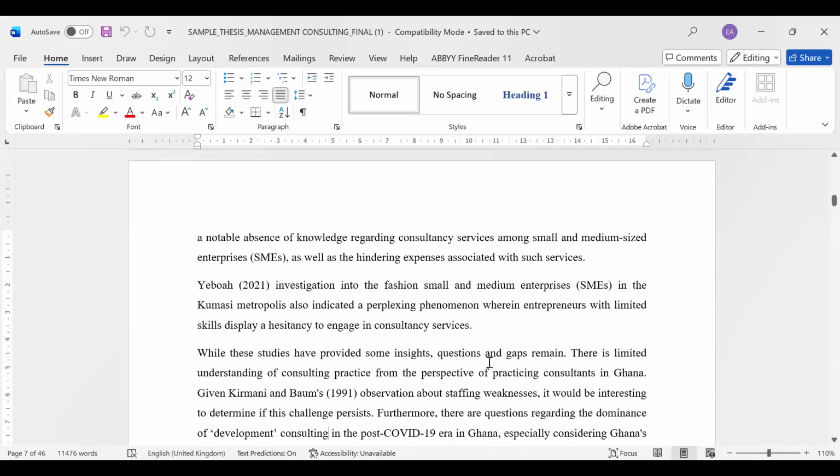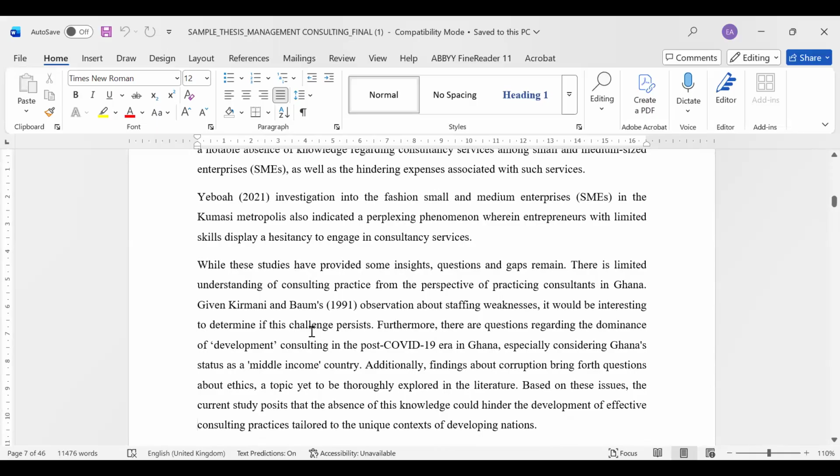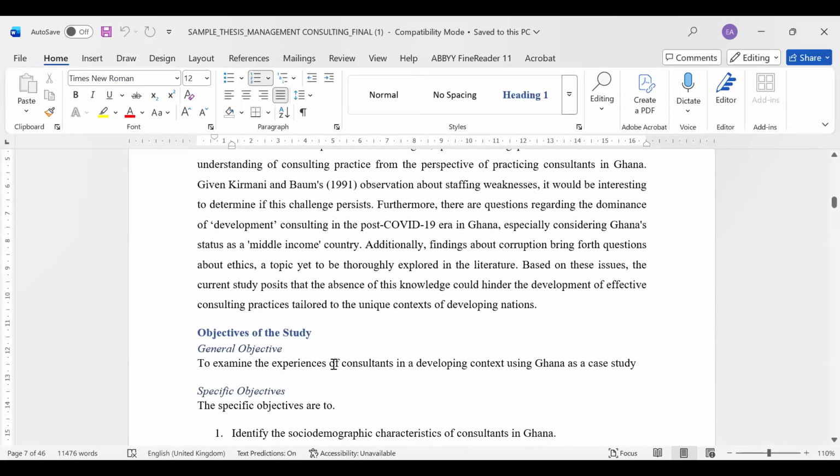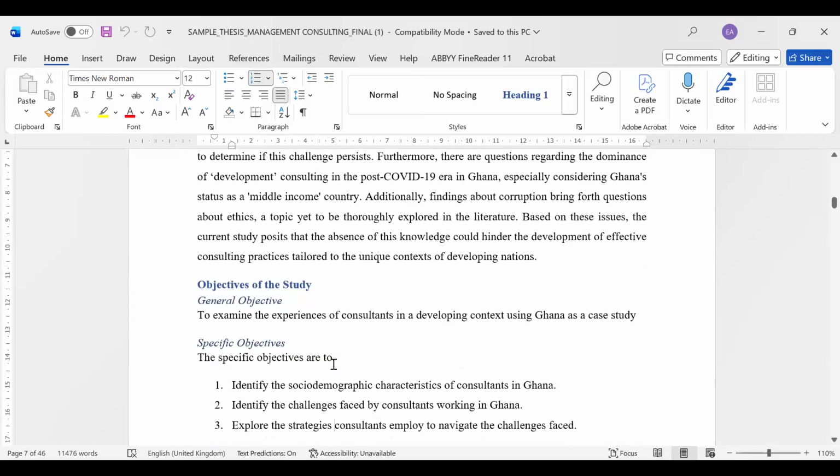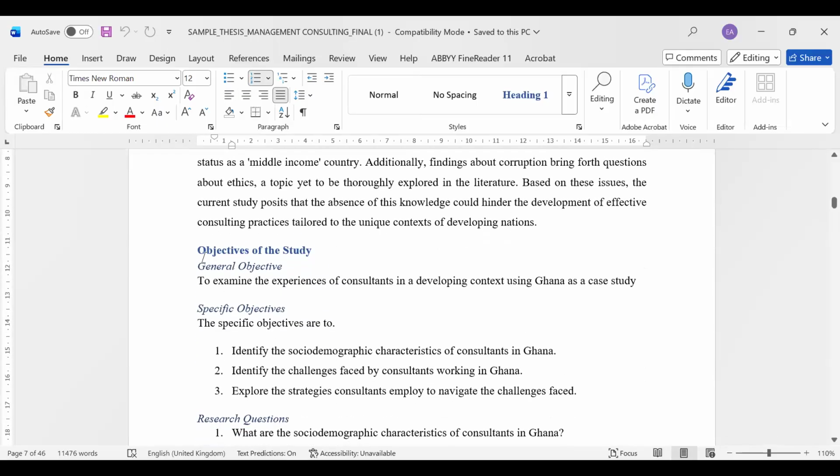While these studies provide some insights, questions and gaps remain. There is limited understanding of consulting practice from the perspective of the practicing consultants in Ghana. And given this person's observation, it will be interesting to determine if the challenges still persist. Further, there are more questions regarding the dominance of development consulting in the post-COVID-19 era in Ghana, especially considering Ghana's status as a middle-income country. So this is an example of the language to use to build your problem statement.